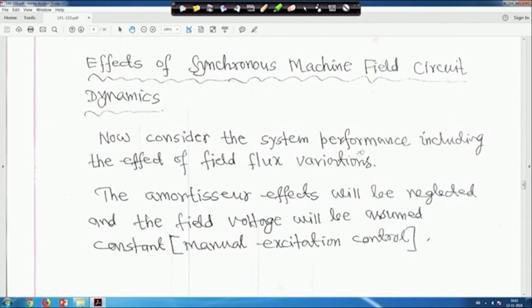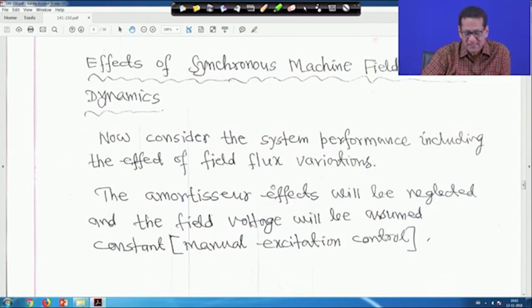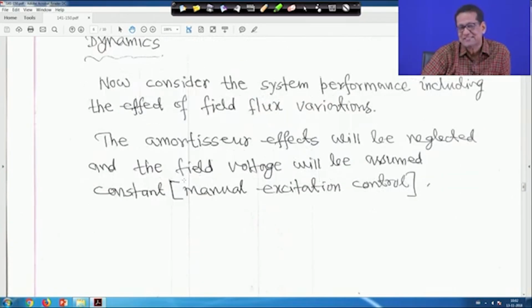Now, consider the system performance including the effect of field flux variation. The Emerson effects will be neglected just for simplicity of the analysis, because we will think about a classroom exercise. The field voltage will be assumed constant, that is the manual excitation system. Regarding the excitation system, I told you that if time permits, I will try at the end, but if time does not permit, it will be impossible. So the field voltage is assumed constant, that is EFD. If it is constant, the perturbation delta EFD will be 0.